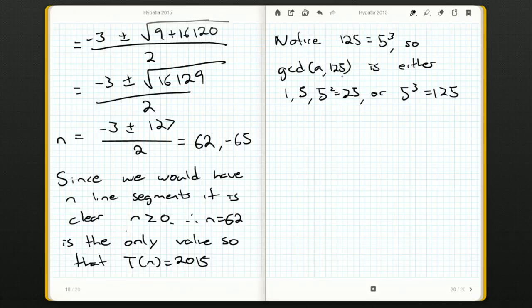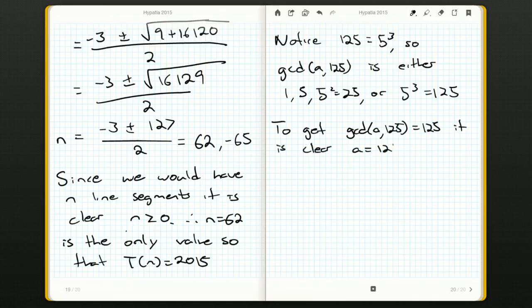So, how many numbers a give a GCD of a and 125 equal to 125? It's clear that a is equal to 125. Remember, a is from 1 to 125. So that means our sum will have exactly one 125.